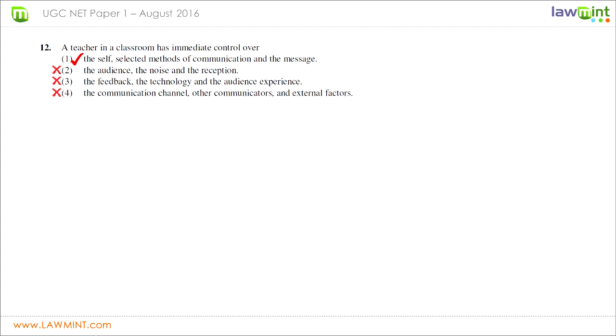And statement 4 says the communication channel, other communicators and external factors. Now, communication channel is something that the teacher can control. However, other communicators and external factors are things beyond the control of the teacher. Therefore, 4 also can be eliminated, which leaves us with choice 1, which says the self, which is the teacher himself, and the selected methods of communication and the message. So these are attributes which the teacher has immediate control over. Therefore, the correct answer choice here is option 1.